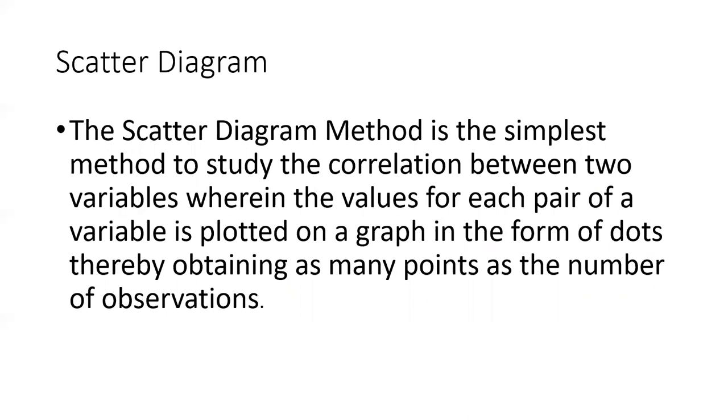So, scatter diagram means, let's study it one by one. The scatter diagram method is the simplest method to study the correlation between two variables, wherein the values of each pair of the variables are placed on a graph in the form of dots, thereby obtaining as many points as the number of observations. Here, we plot a graph and try to study the correlation between the variables.